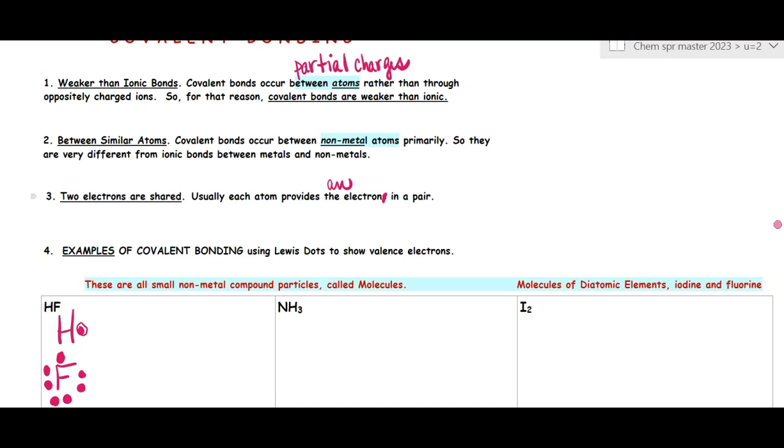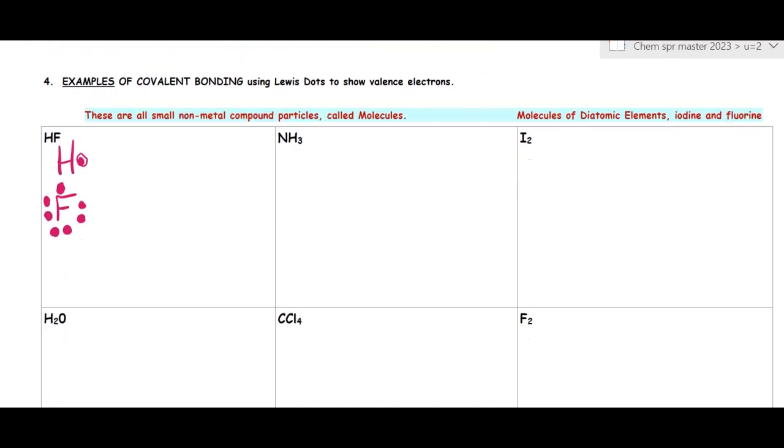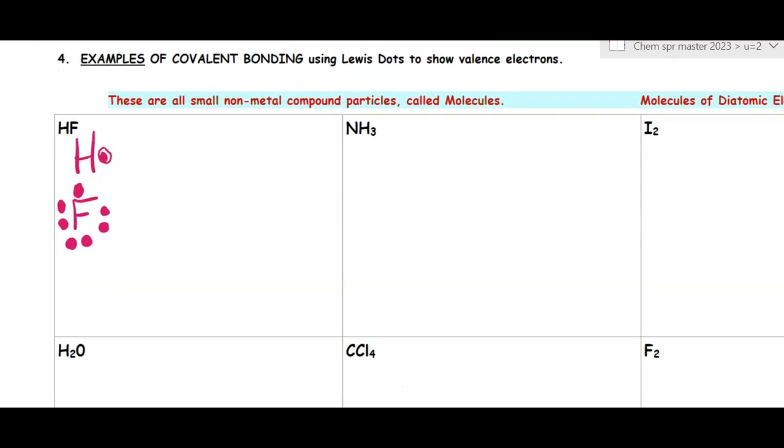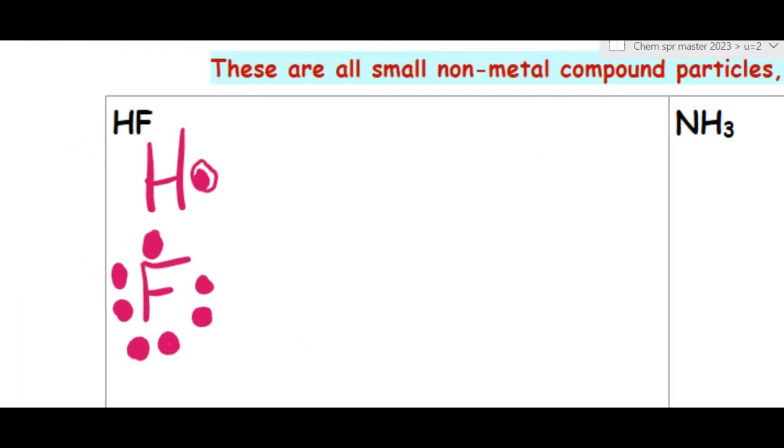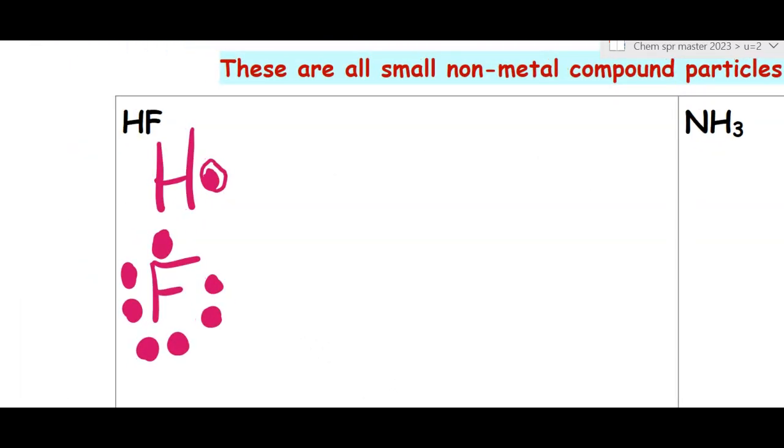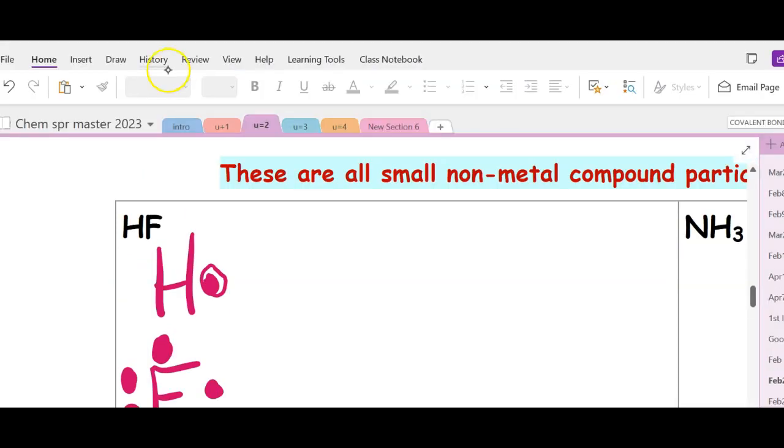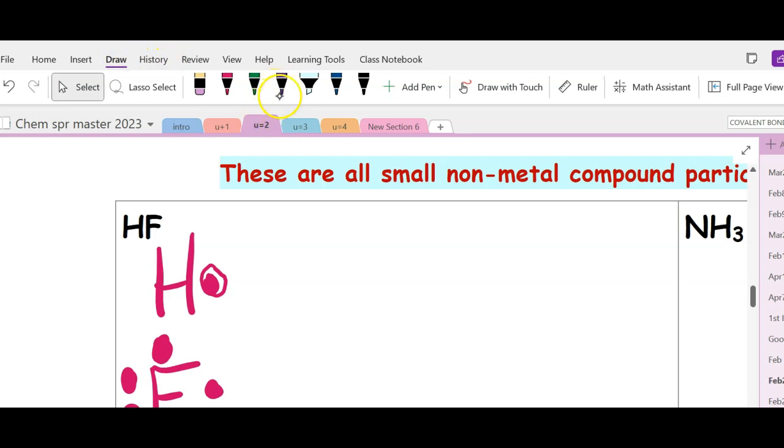And the examples. So we're going to use Lewis dots to show examples of these kinds of molecules. So let's make this really big so I can be tidy. All right, so I'm just going to go and get some colors.